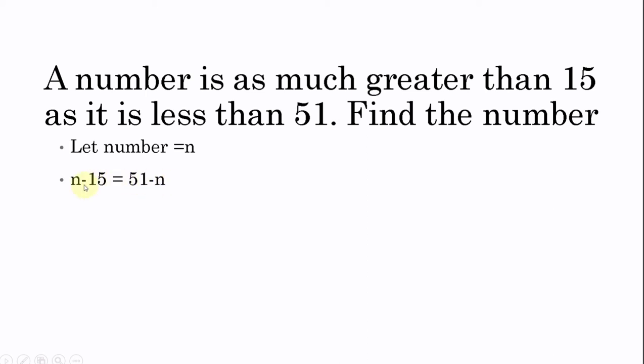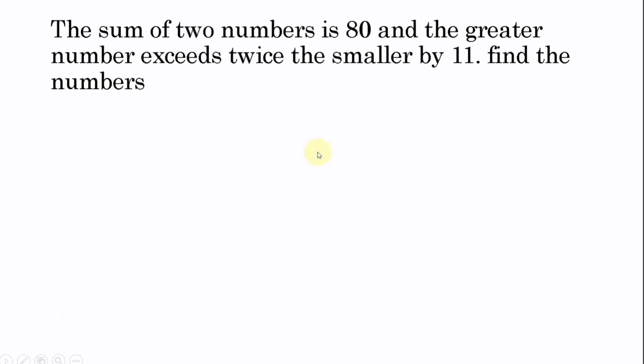Now I will bring the n terms on one side and numbers on one side. So here n plus n, and this 15 will go on the other side, so it will be added. So here n plus n is 2n and 51 plus 15 is 66. Now here 2 is multiplied with n, so on the other side it will be divided. So n equals 66 by 2, or n can be written as 33. So the answer is 33. Now let's move on to the next question.